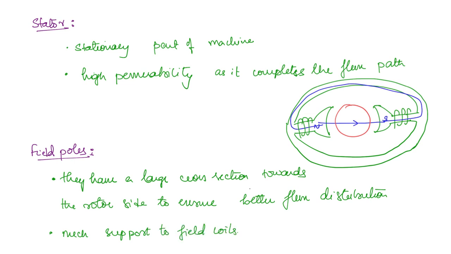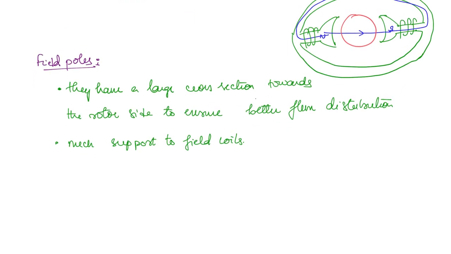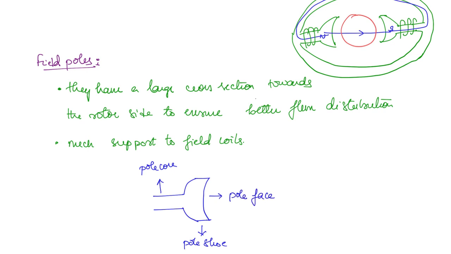And a few more terminologies that you should know here. This is the entire pole. This part is called the pole core, and this part is called the pole shoe. The front part that is facing the rotor is called the pole face. So you should be familiar with these terms.